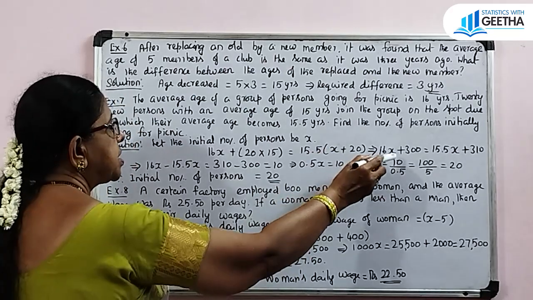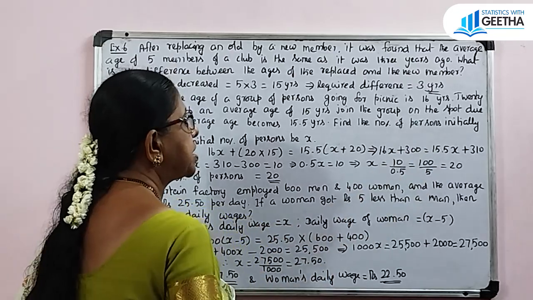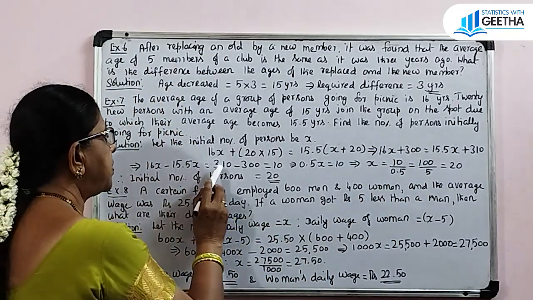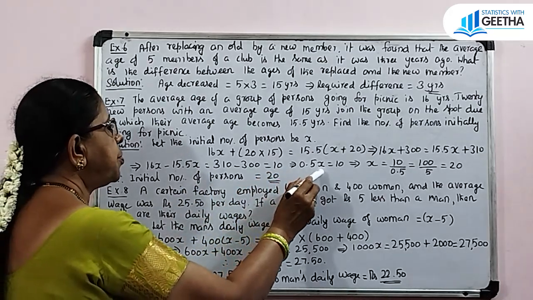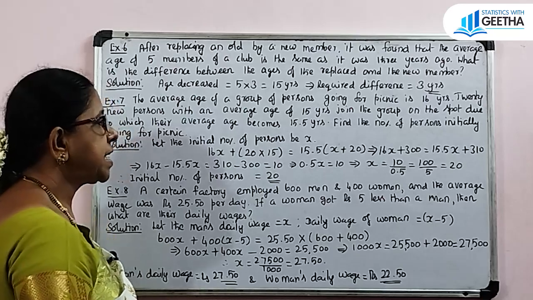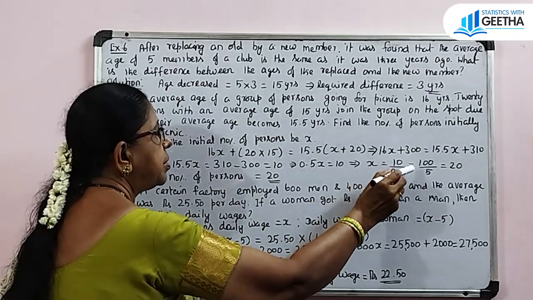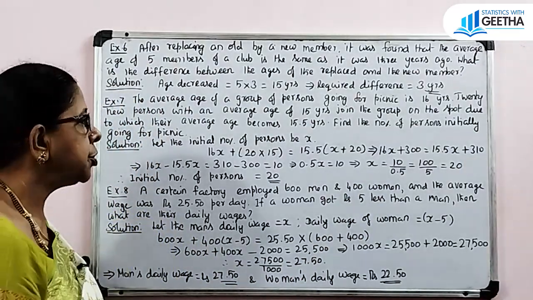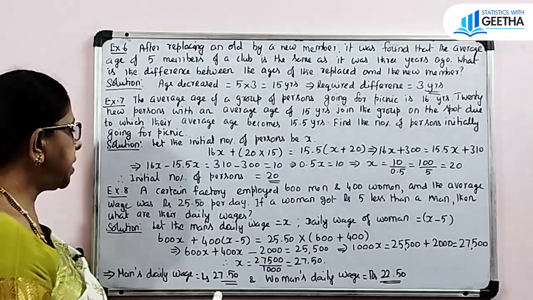That implies 16x plus 300, இதை multiply பண்ண 300 equal to 15.5x plus 310. That is 16x minus 15.5x equal to 310 minus 300, that is 10. So 0.5x equal to 10, that implies x equal to 10 by 0.5. So இந்த decimal எடுக்கிறதுக்காக நம்ம multiply divided by 10 பண்ணும்போது 100 divided by 5 ஆகும், which is equal to 20. Therefore initial number of persons in the picnic வந்து 20.